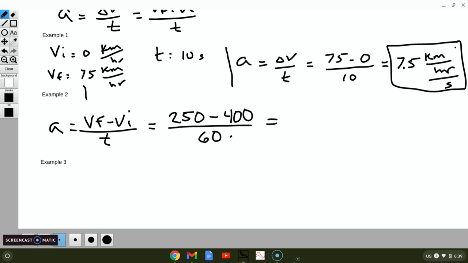So 250 minus 400 is a negative 150, which is what we think it is. Divided by 60 comes out to be negative 2.5. The units on these were miles per hour, and the units here were seconds. So the units that you'll end up with are miles per hour per second.